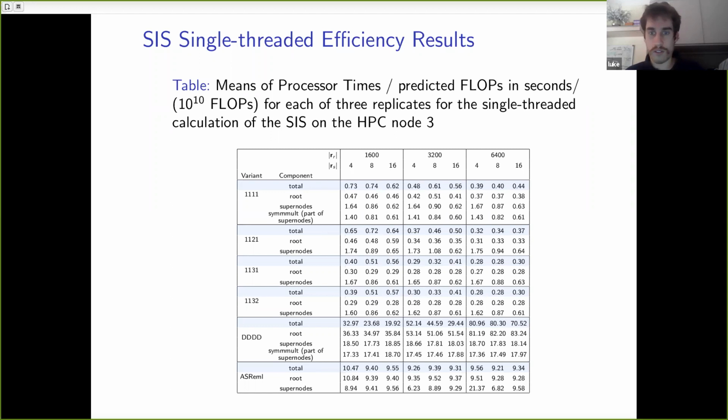We go to the results. So here we see that the ones that exploit less symmetry are slightly more efficient, but it's not enough to account for the fact that they use more flops in a single threaded case. The DDD is substantially the worst. All that replication stuff is still true, so the root still goes like that. Supernodes, every third one is a replicate. ASRAM still has an outlier here, although it's less egregious than it was for the CF.